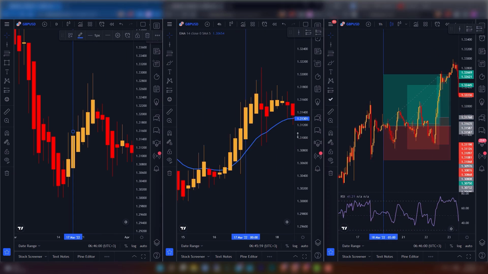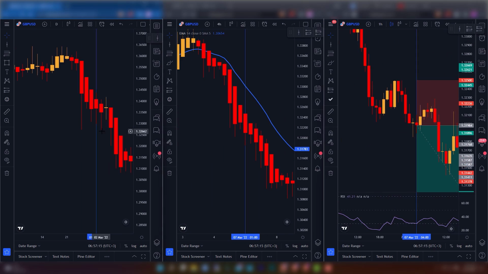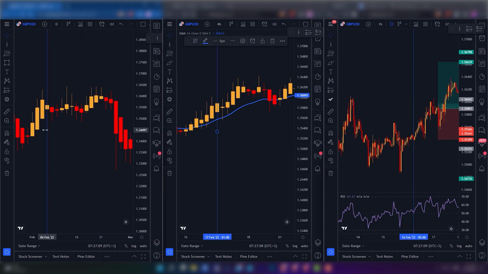Don't trade when high-impact news is going to be released, because high-impact news can affect the daily chart and change the overall trend direction. Always check the economic calendar before entering the trade.